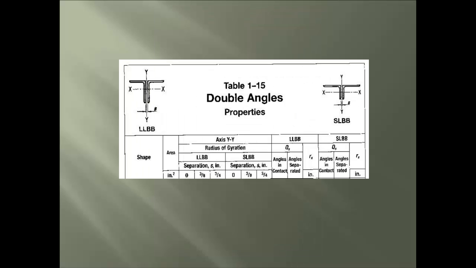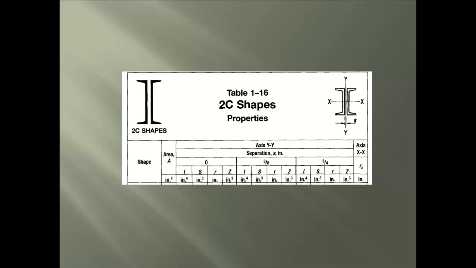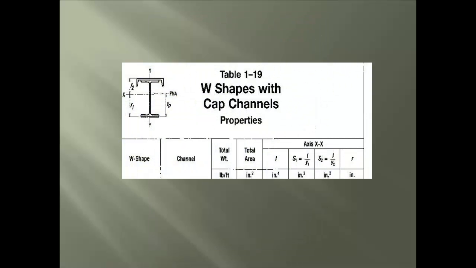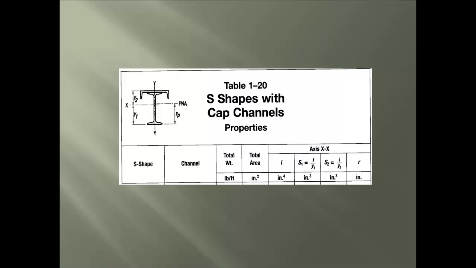Okay, we have the double angle shapes, which are just two separate L angles connected back to back. We now see the double channels, also known as 2C shape. Here is the raised pattern floor plates, which is part of the plate product section of this manual. And lastly are the W and S shapes with cap channels. Now, with each shape, the channel web is connected to either the W or S shape's top flange.